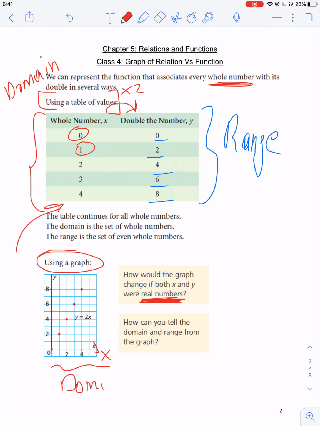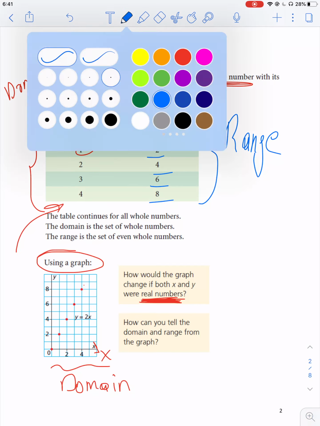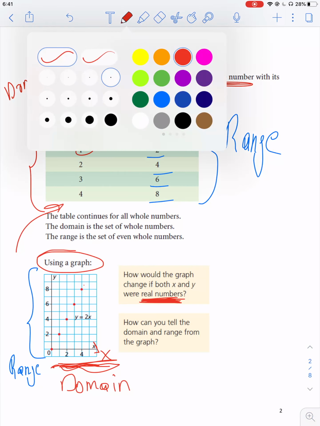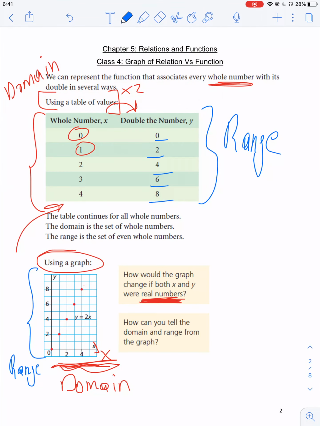Okay, domain will always be your x-axis. And your y-axis, this will always be your range. So this is your range. This is not applicable to just this one example, that's always the case. Your domain will always be your x-axis, and your range will always be your y values.